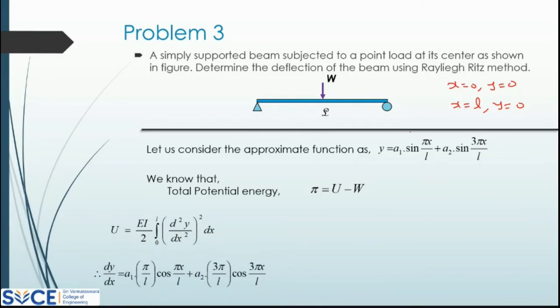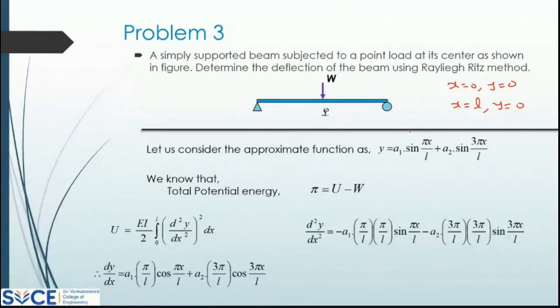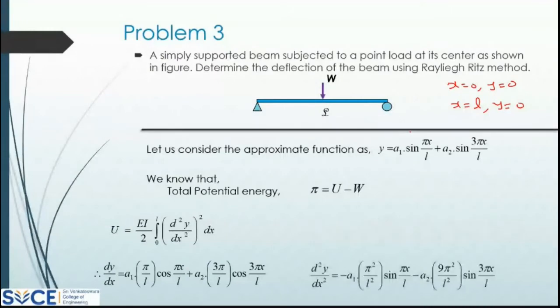Differentiating one time, you get a1 pi by L cos pi x by L plus a2 3 pi by L cos 3 pi x by L. As we discussed earlier, we have a term like this. Differentiating again, you get one more term multiplied with that. So what is your function? Your d square y by dx square will be equal to minus a1 of pi square by L square sine pi x by L minus a2 of 9 pi square by L square sine 3 pi x by L. This is my overall term.